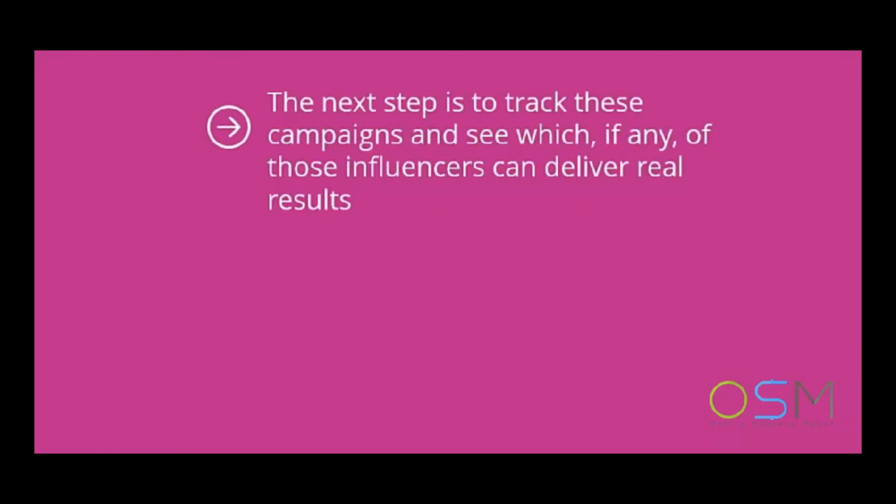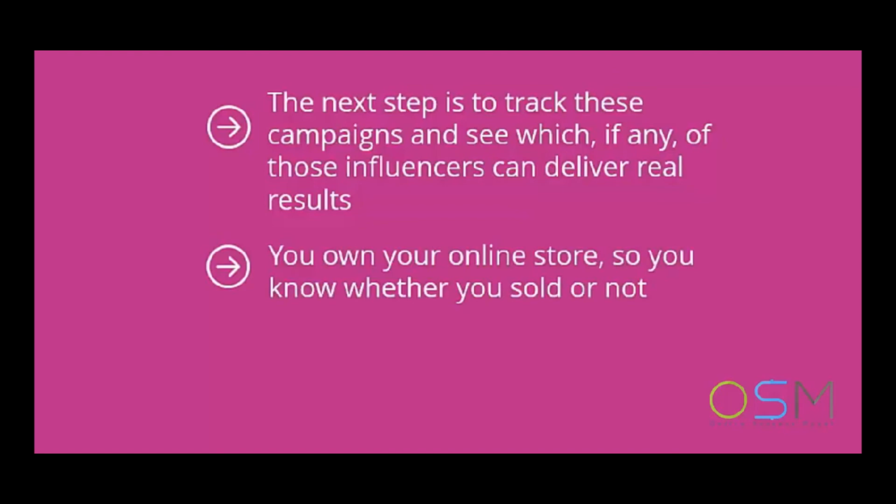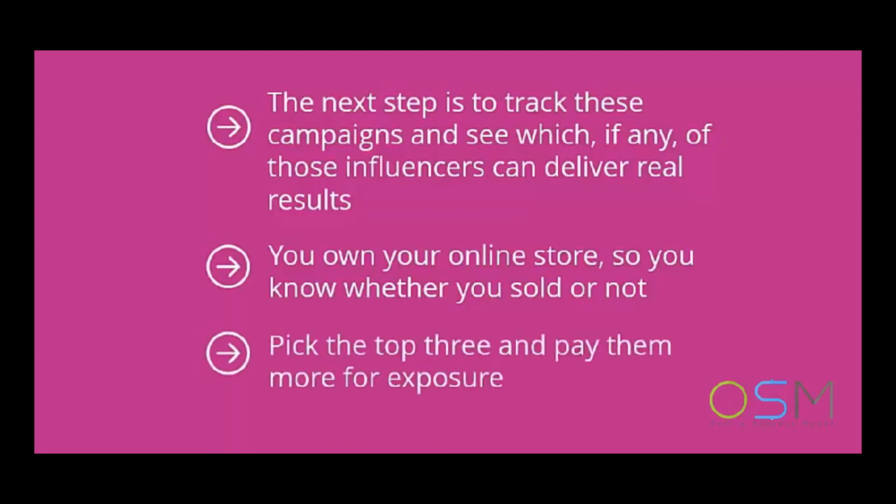Now, the next step is to track these campaigns and see which, if any, of those influencers can deliver real results. Now, ideally, you want to come up with a top 3. So, for example, if you have 30 influencers shouting out, you should be able to see the top 3 very easily by how many different comments, etc. Now, let's say you're sending them to your online store. Well, you own this, you know whether you sold anything or not, so you can see what's working and what isn't. But another great tip is to use specialized coupon codes for each influencer so you can see exactly where the purchase came from and track it. Now, once you've got this information, you can pick the top 3 that worked and pay them more for exposure.